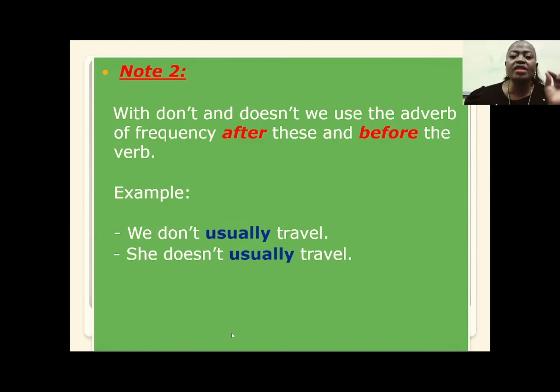The second thing you need to take note of is with don't and doesn't, we use the adverb of frequency after this and before the verb. For example, we don't usually travel. This is negative. She doesn't usually travel. So you cannot say she usually doesn't travel, or we usually don't travel. No, it doesn't go like that. It must come after the negative, after don't or after doesn't. Okay, so take note of this position, very important.